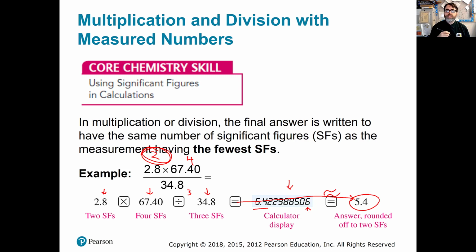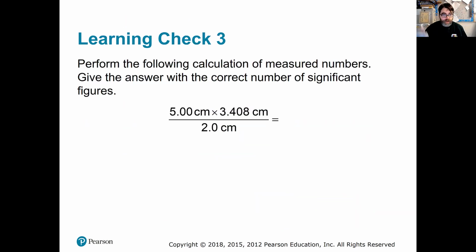But we always round to the one that has the fewest number of sig figs. So now we have this problem, and unfortunately you're not going to get to see how I type it into the calculator, but I'm going to drop those zeros when I do it. I'm just going to do 5 instead of 5.00 because it's going to come out the same. 5 times 4.08 divided by 2. And I get 8.52 when I do that on my calculator here.